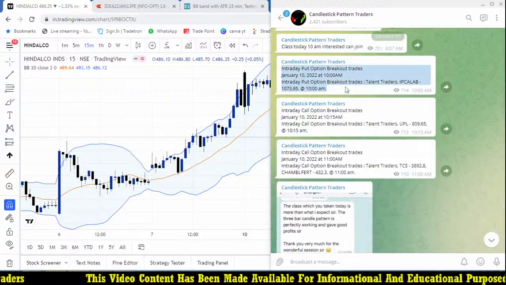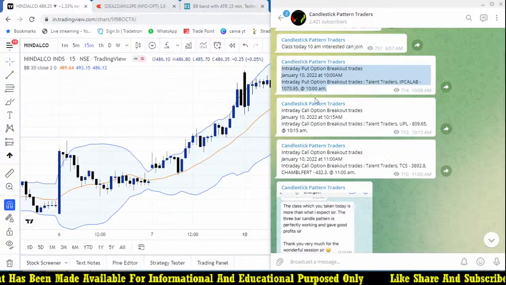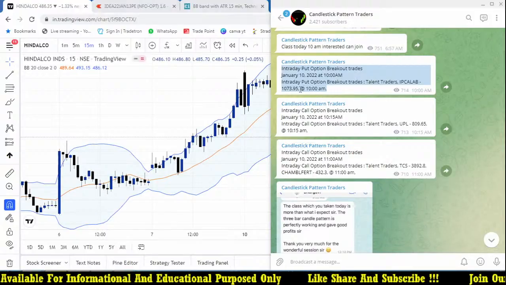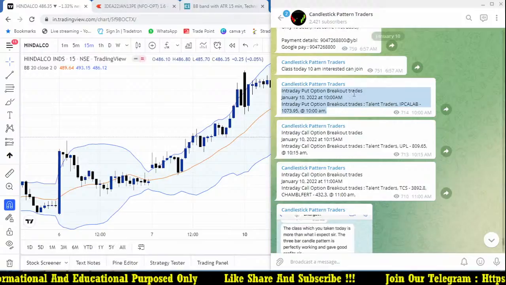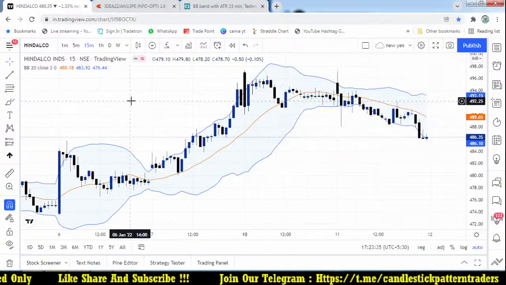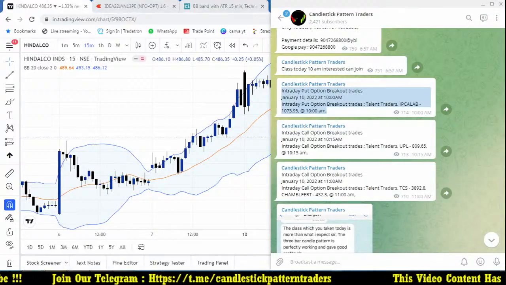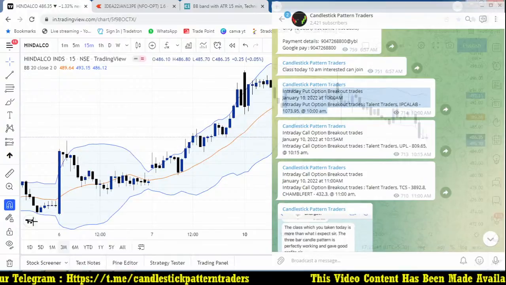Can you see there is a put option scanner for IPCA Lab at 10 a.m. on the day of 10th January. It is a put option scanner. The time frame of that particular scanner is 10 a.m. on 10th of January.